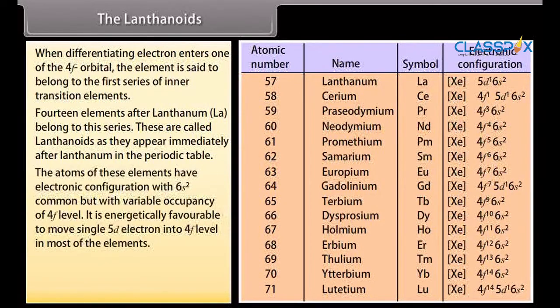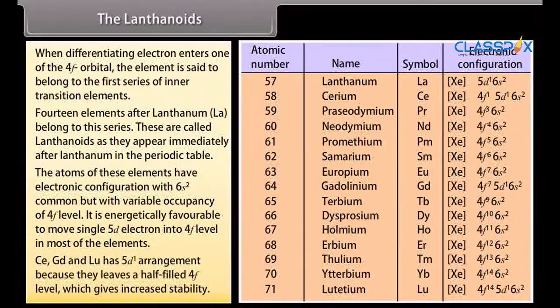The atoms of these elements have electronic configuration with 6s2 common but with variable occupancy of 4f level. It is energetically favorable to move single 5d electron into 4f level in most of the elements. Cerium, gadolinium and lutetium have 5d1 arrangement because they leave a half-filled 4f level which gives increased stability.